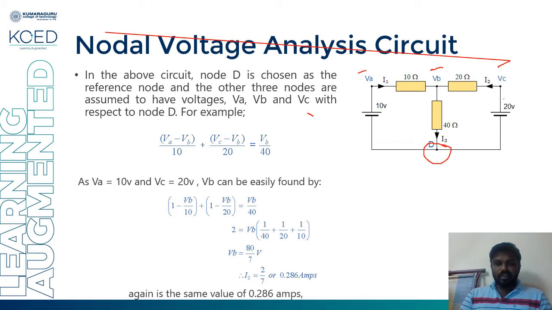In order to find the current I3, we need to find the current as VB minus 0 divided by 40. VB we already know is 80 by 7, minus 0, since that is the reference node, divided by 40 ohm. While solving this, I3 will be around 0.286 ampere. So this is the simple nodal equation we formed using a simple circuit.